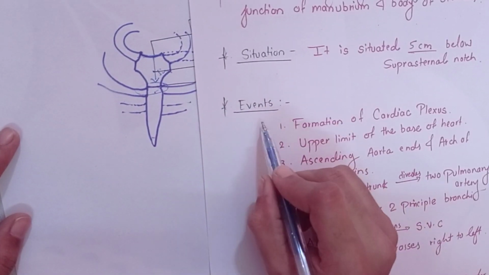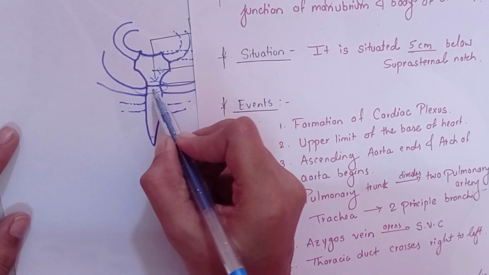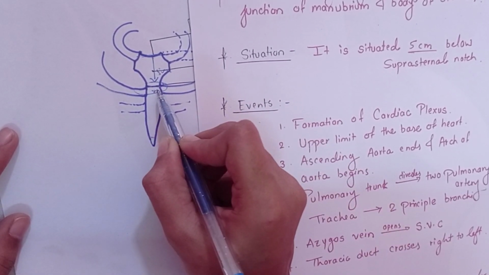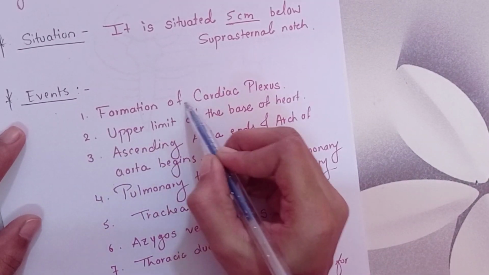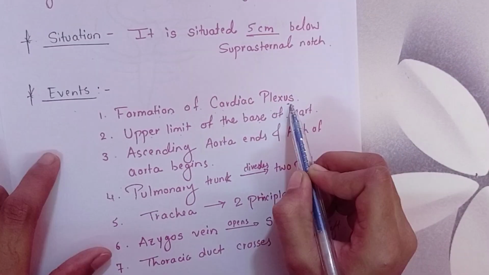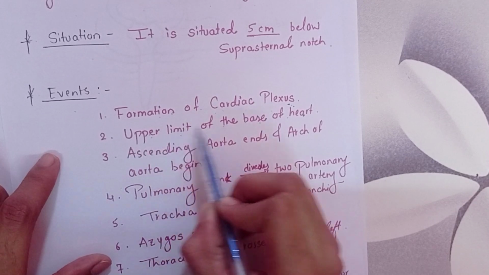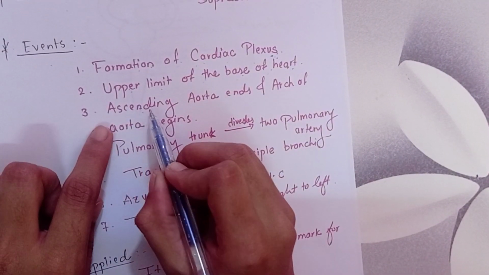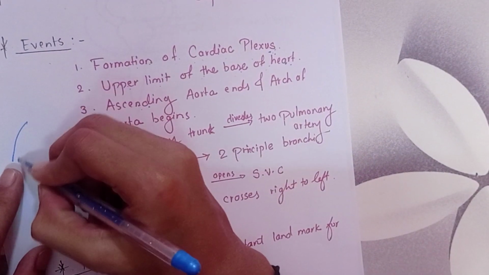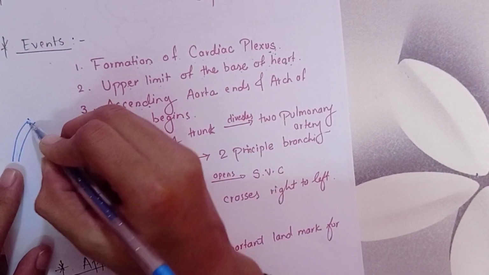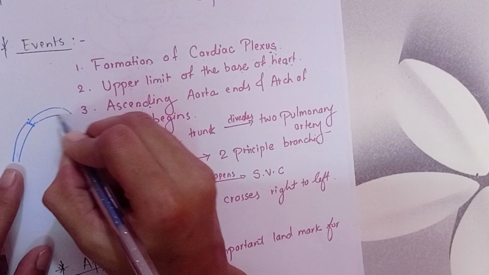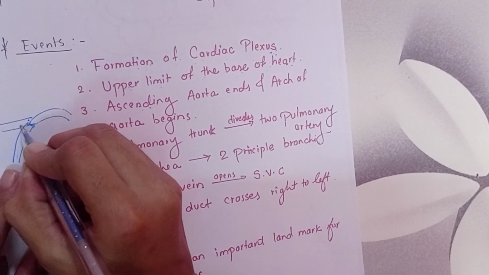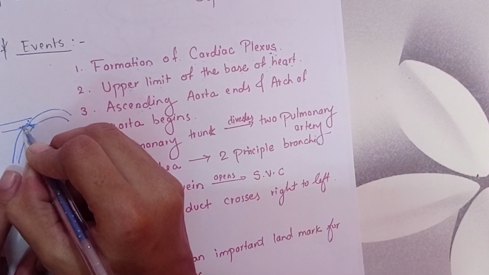Then, what are the events that occur at this angle of Louis or the sternal angle? There is a formation of the cardiac plexus. Then there is the upper limit of the base of the heart. At this junction there is the ending of the ascending aorta, and the arch of the aorta begins at this angle, that is the angle of Louis.